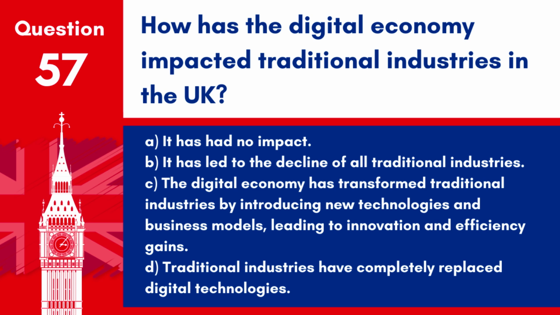Question 57. How has the digital economy impacted traditional industries in the UK? A. It has had no impact. B. It has led to the decline of all traditional industries. C. The digital economy has transformed traditional industries by introducing new technologies and business models, leading to innovation and efficiency gains. D. Traditional industries have completely replaced digital technologies.